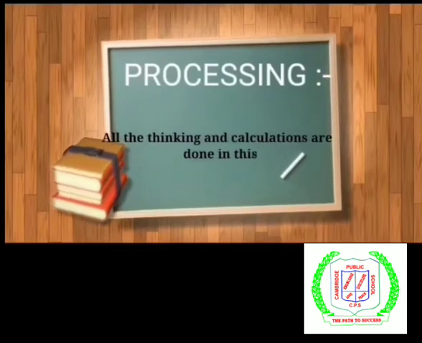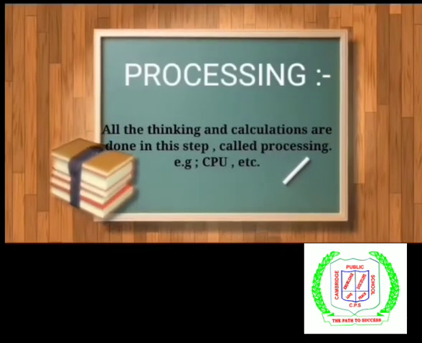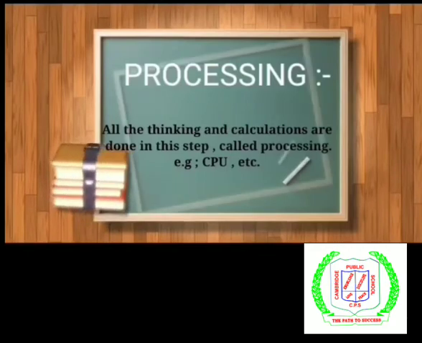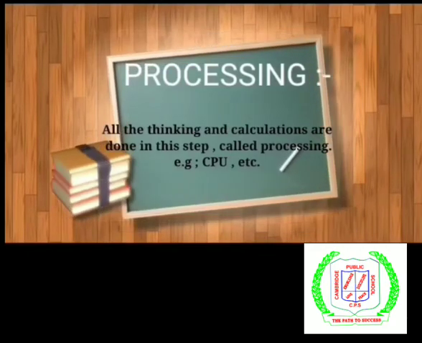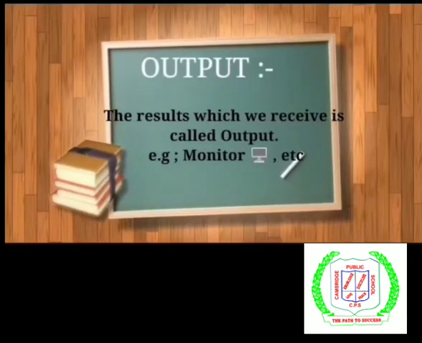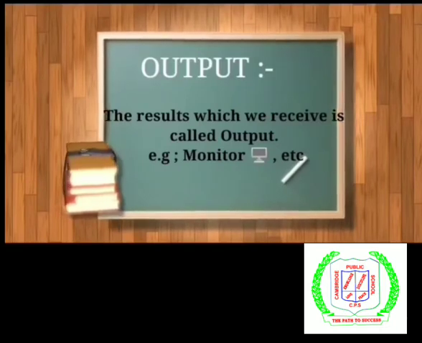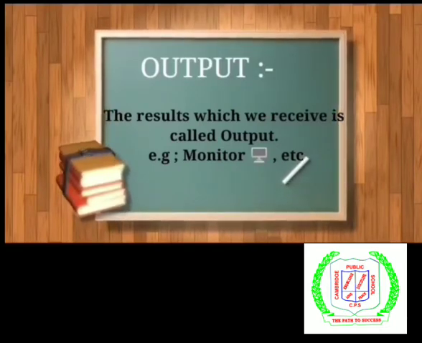Next step is the processing. That means all the calculation activities are done in this step. For example, CPU is the example of this processing. The last and final step of the IPO cycle is the output. That means the result which we receive is called the output.